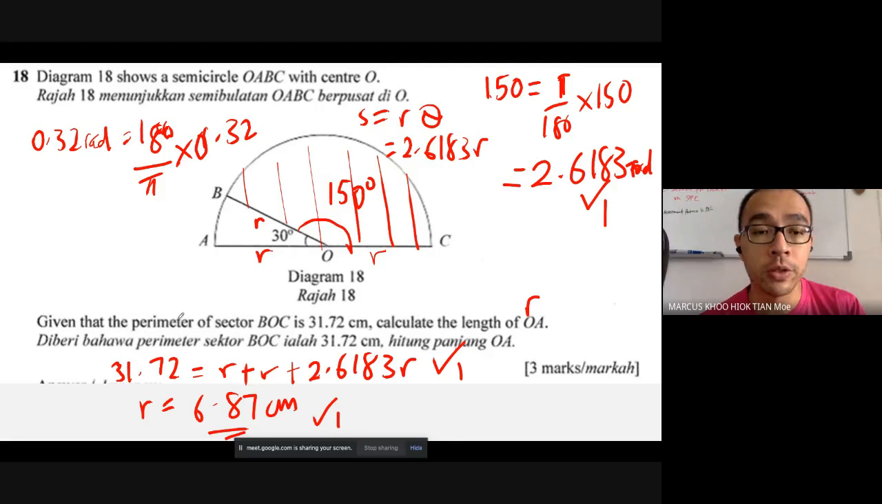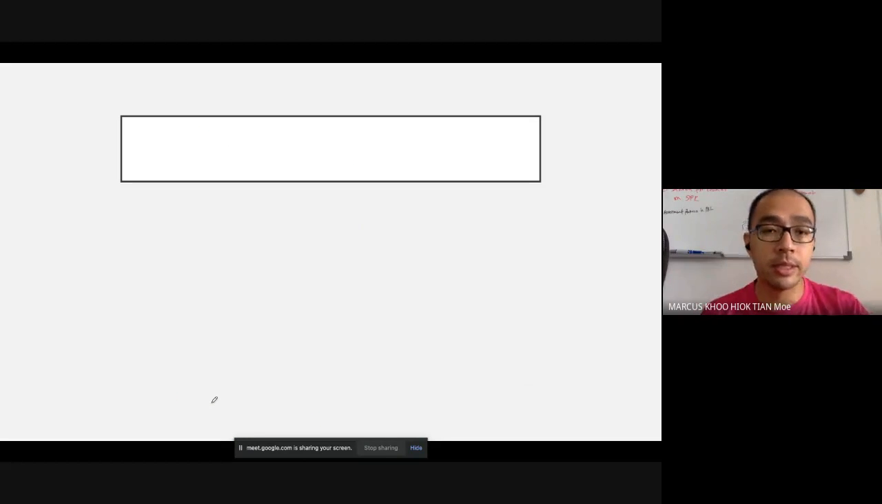Of course, you also have to know what's the meaning of perimeter of sector. It's pretty straightforward, quite simple question. Besides, it's only 3 marks. Okay, so this is the final answer, 6.87.